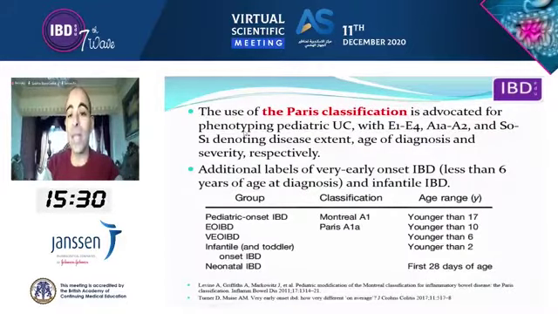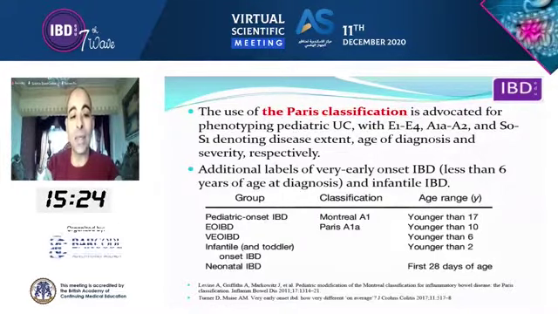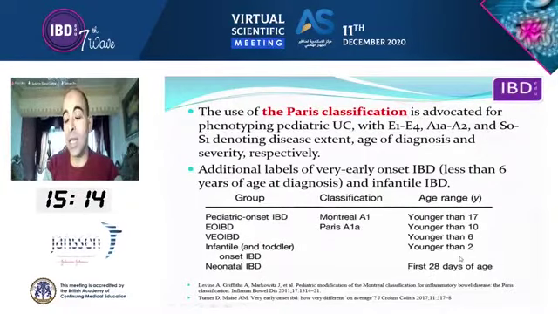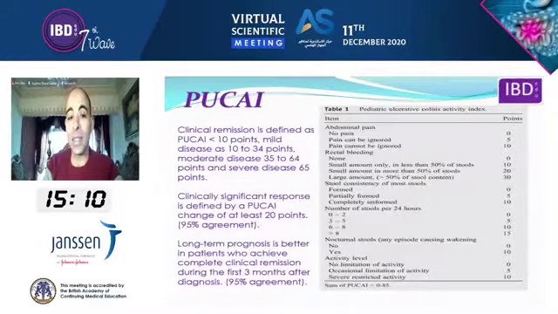The use of Paris classification also advocated for phenotyping pediatric UC, and this adds labels of very early onset IBD, less than 6 years of age, and also what's called infantile IBD and neonatal IBD in the first 28 days of life.